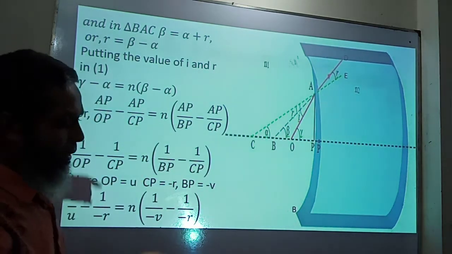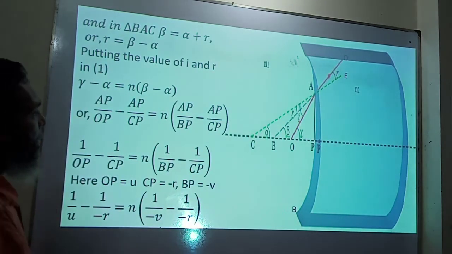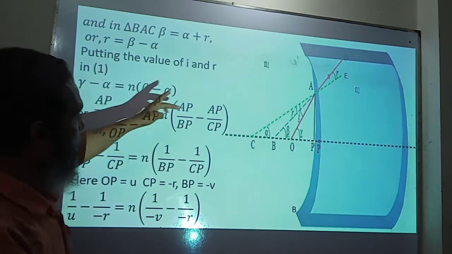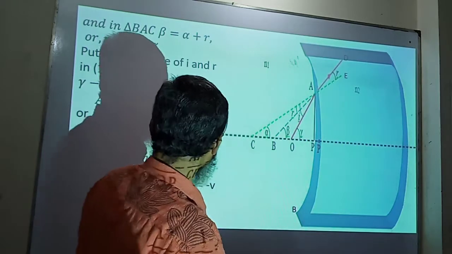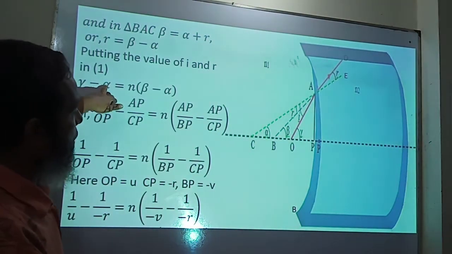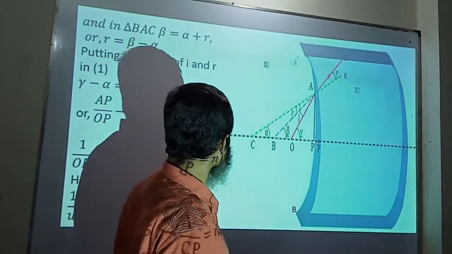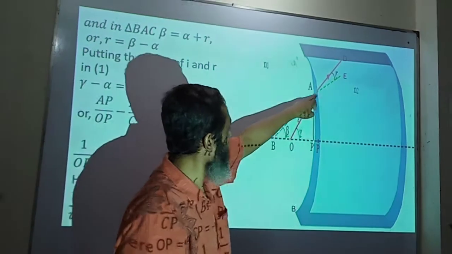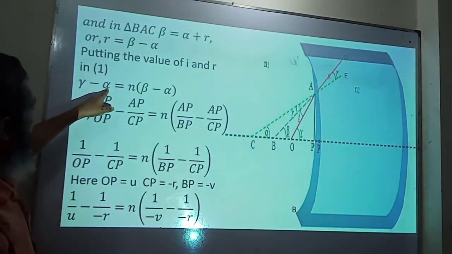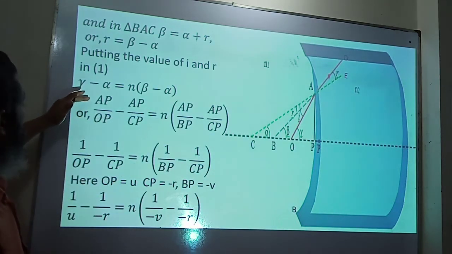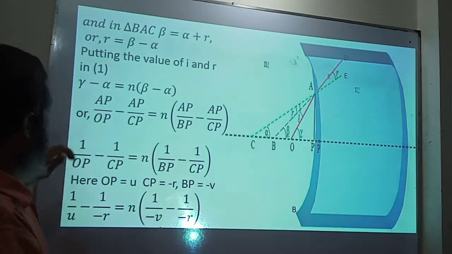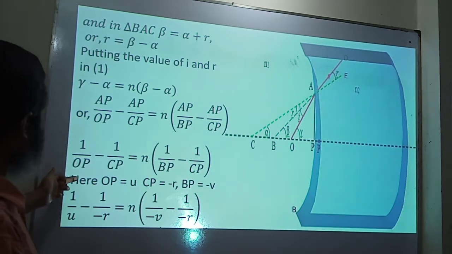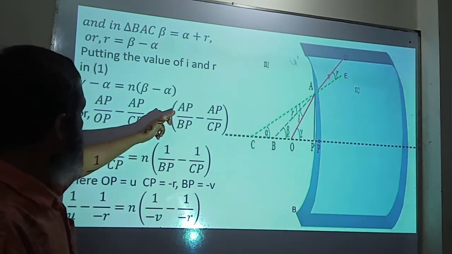That is, we know any angle is the ratio of the arc and radius. So here AP is the arc, and OP is the radius. For angle gamma, AP is the arc, OP is the radius. So AP by OP minus alpha, here AP is the arc and CP is the radius. So AP by OP minus AP by CP is equal to n, beta is equal to AP by BP minus AP by CP. You see here AP is common in all factors, so we can divide both sides of this equation by AP.